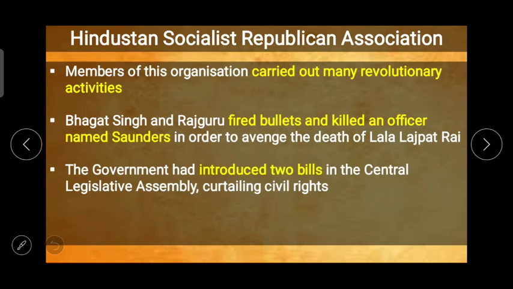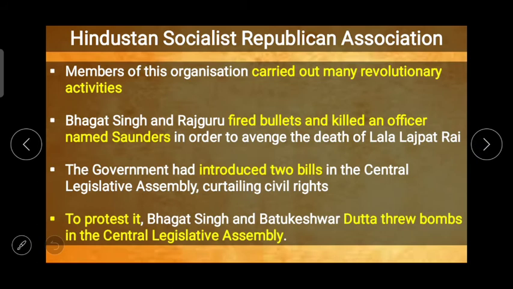The government had introduced 2 bills in the Central Legislative Assembly curtailing civil rights. To protest it, Bhagat Singh and Batukeshwar Dutt threw bombs in the Central Legislative Assembly. Just think about this, just imagine the scene.